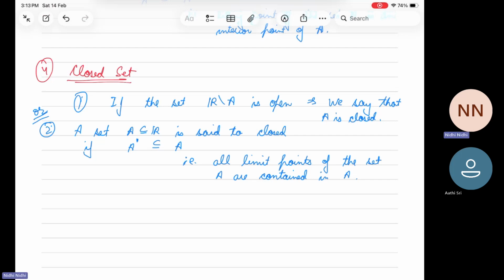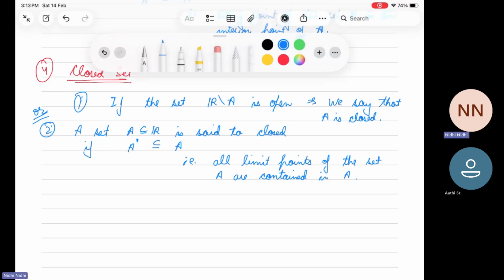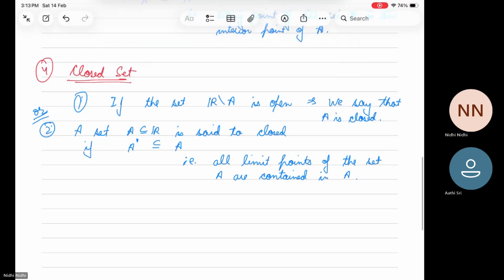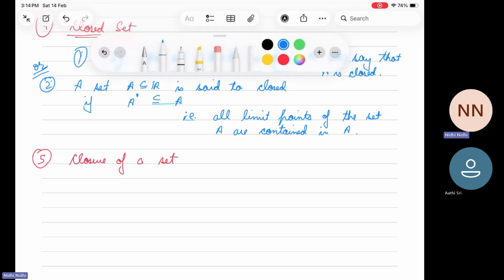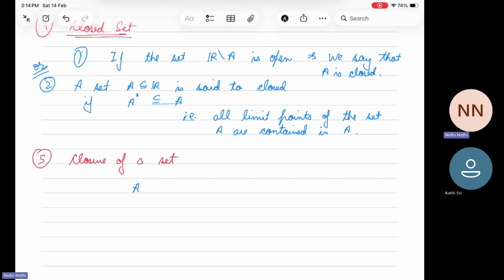And the last one is the closure of a set. Closure of a set, we denote it by A bar. We say A bar is equal to A union A prime. This is called the closure of A.